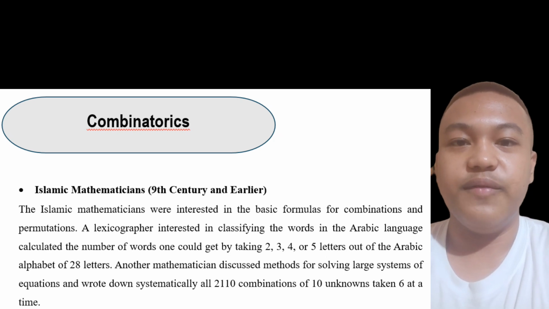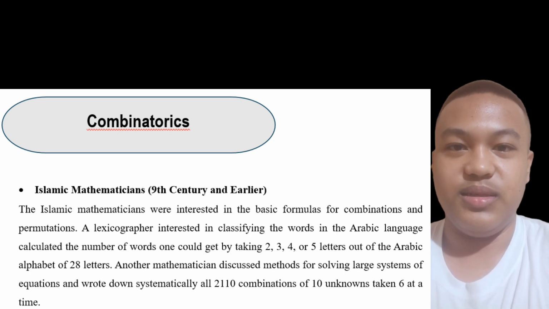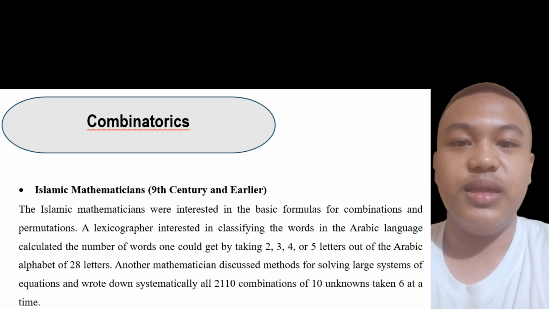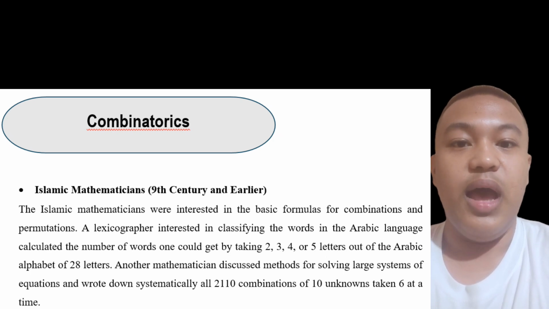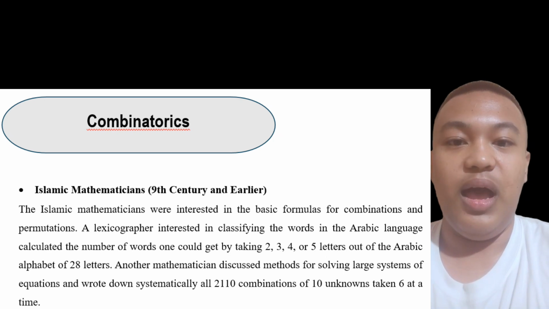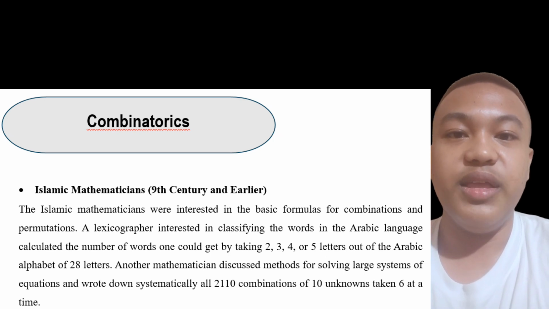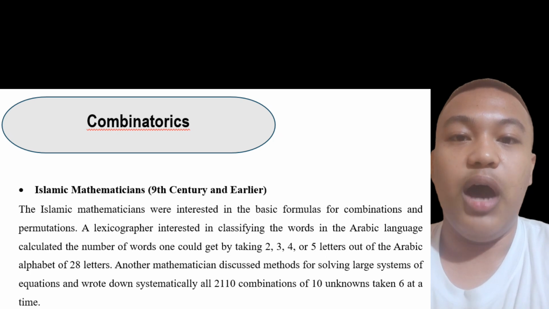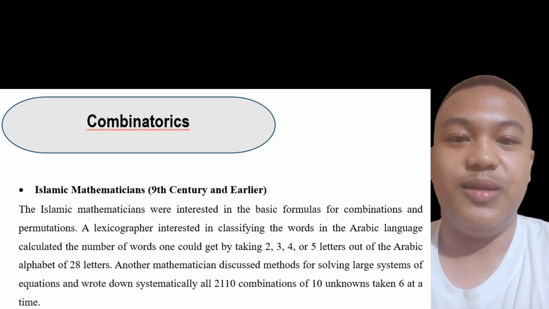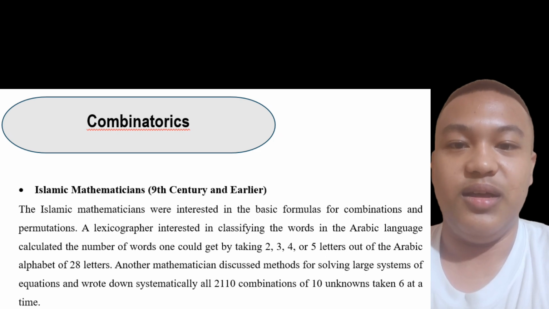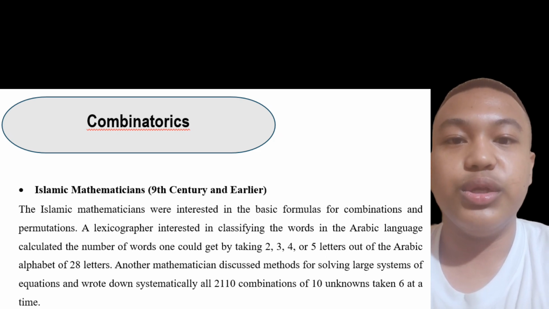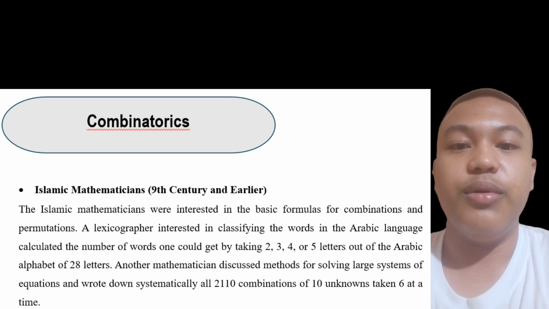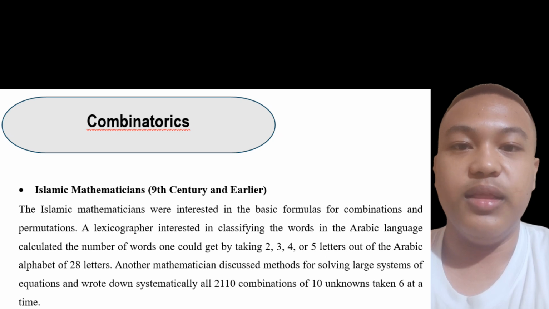Let's delve into the influence of Islamic mathematicians in the field of combinatorics. The Islamic mathematicians were interested in the basic formulas for combinations as well as in permutations. A lexicographer interested in classifying the words in the Arabic language calculated the number of words one could get by taking 2, 3, 4, or 5 letters out of the Arabic alphabet of 28 letters. Meet Ibn al-Bana. In his book Raising the Veil, he showed a solution to the problem of calculating the number of k-letter words without repetitions that could be formed from an alphabet of n letters.